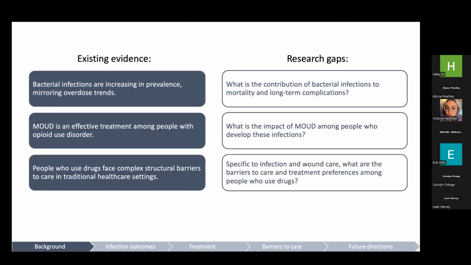And then lastly, we know that people who use drugs face really complex structural barriers to healthcare, particularly in traditional settings. And so specifically, when thinking about infections and wound care, what barriers do people face and what are their treatment preferences? Noting that someone who has an infection might have different sorts of experiences when they go in to receive care than someone who has something that might be less stigmatized within a healthcare setting.